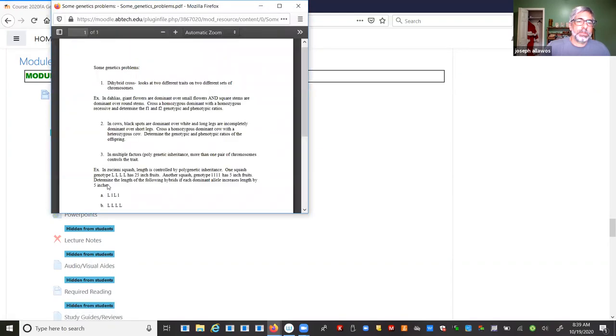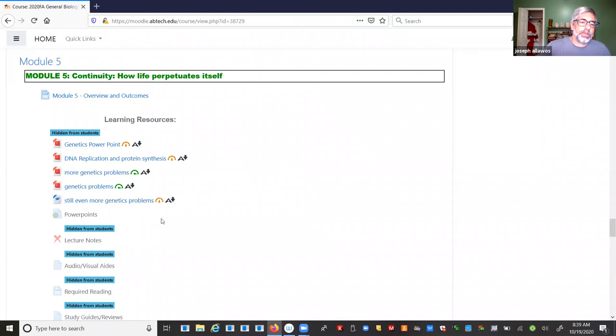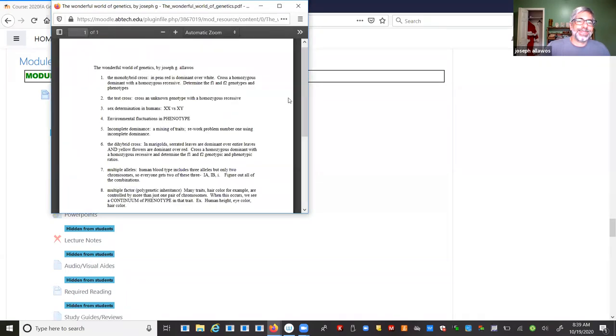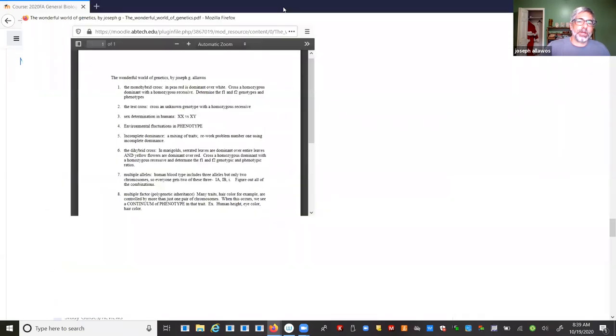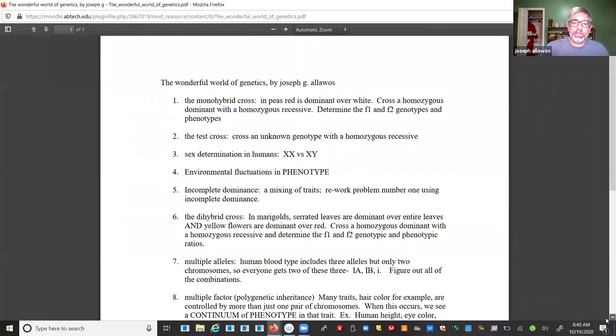This one is just some random genetics problems that are very, very similar to the ones we just did. It's a good sheet. This other one, though, the one that says more genetics problems, I should probably name these differently. This one is good because it has some explanations around it, so it kind of tells you what's what. Talks about a monohybrid cross, talks about a test cross, sex determination, environmental fluctuations of phenotypes. So this is almost a little bit of a study guide.